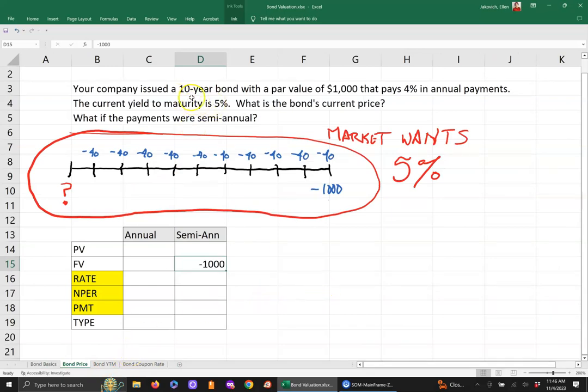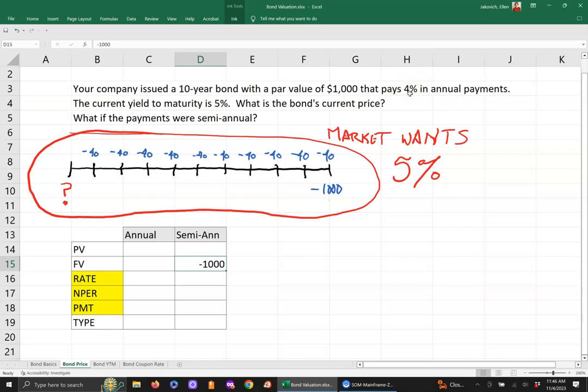So here we have your company issued a 10-year bond with a par value of $1,000 that pays 4% in annual payments. What's that look like? Well, here's 10 years and it's paying 4% in annual payments. What's that? 4% means 4% of par value. Now, how do you know that's not the market rate?